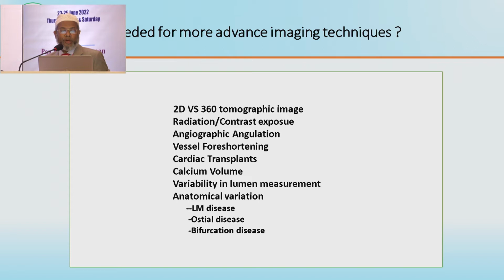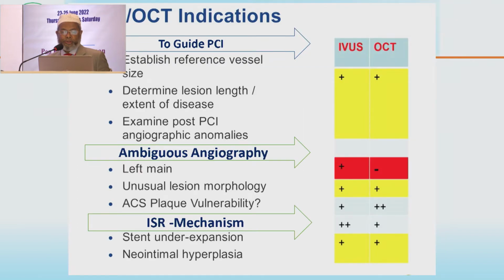And why do we need more advanced imaging techniques? We need advanced imaging techniques for 360-degree tomographic imaging, and because of radiation, contrast exposure, angiographic angulation, vessel foreshortening, calcium volume, variability in lumen measurements, and anatomical variation like left main disease, ostial disease, bifurcation disease. For left main disease and ostioaortic lesion, OCT is not superior.